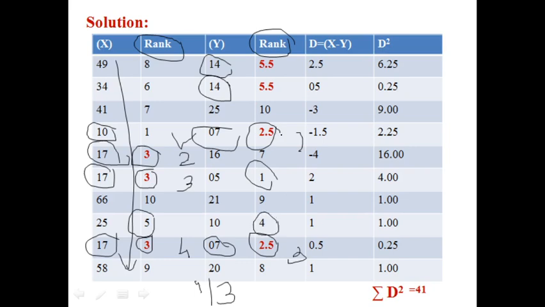But here it is not 3. Instead, it is 2.5, 2.5, and next 4, then next are 5, 6 and 7, but these values are again repeated. So again we add 5 plus 6, that is 11, divided by 2, so we get 5.5. And then the next value is 5.5, that is for 5 and 6, and the next value is 7, and so on.